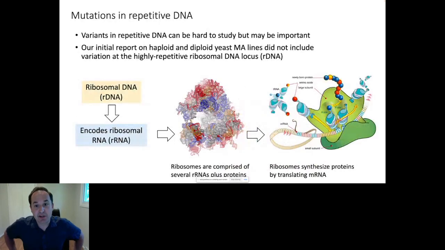I'm going to turn now to something else that we've been working on with these yeast MA lines, which is looking at something that we didn't initially have time to cover in our first publication. So this is mutations in repetitive DNA. Repetitive DNA is really hard to study, but we know it can be important in many cases. And so what I'll talk about here is, in particular, the ribosomal DNA locus. So ribosomal DNA encodes ribosomal RNA, and ribosomal RNAs, along with some proteins, together form ribosomes, which synthesize proteins by translating mRNA. So these are pretty important molecules.